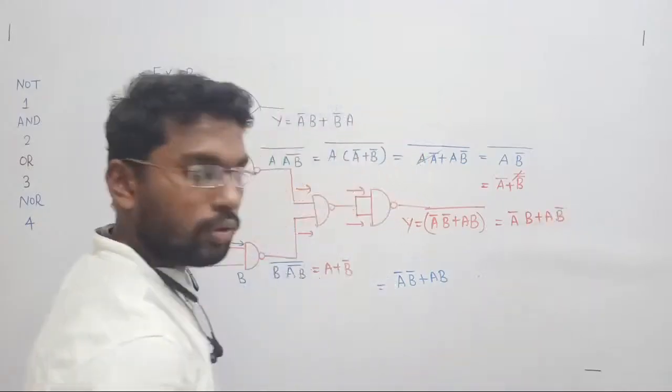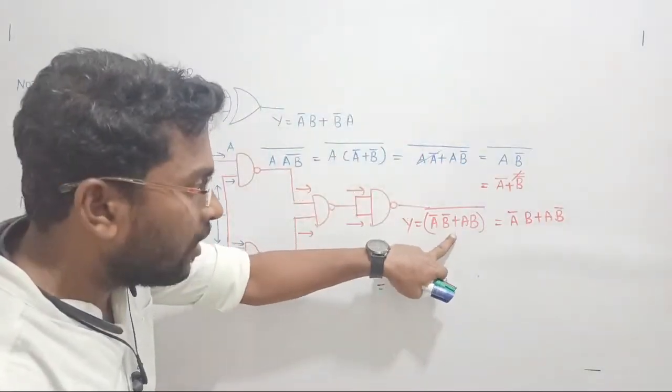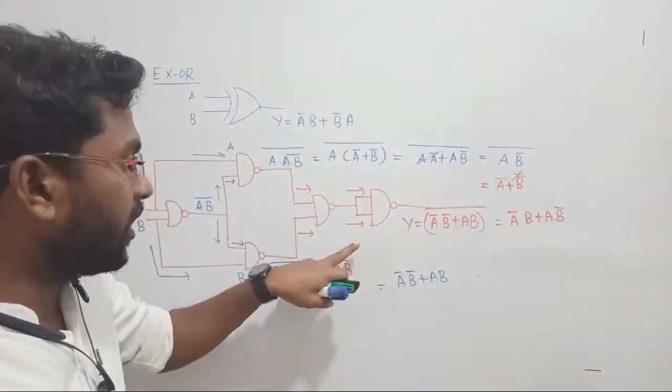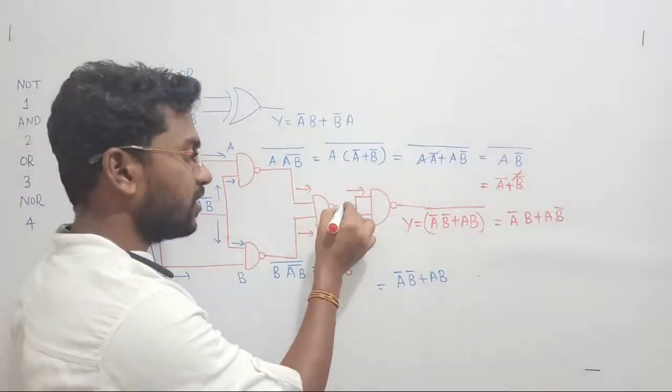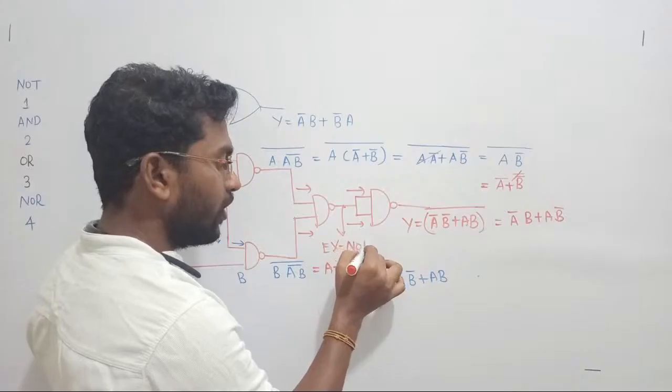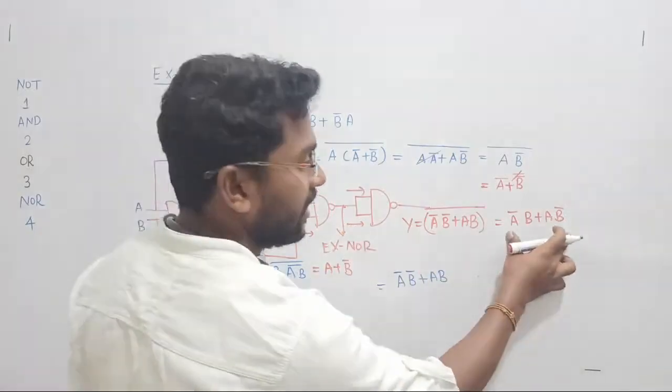Because we all know, right? The complement of the XNOR gate will give you the XOR gate. It is the output of whom? The XNOR gate, right? Do you visualize it here? It is the output of the XNOR gate. If I take the complement of XNOR, we are getting the XOR gate.